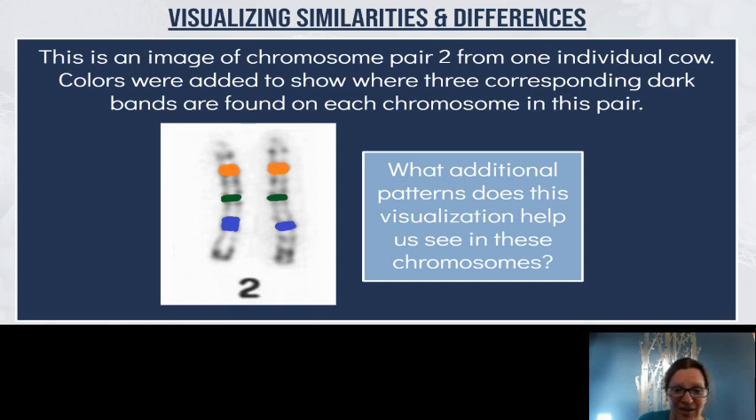Take a moment and go ahead and answer this question that you see in the blue box. What additional patterns does using colored symbols like this help us see in chromosomes? Do you see anything else? Any other differences in these symbols?